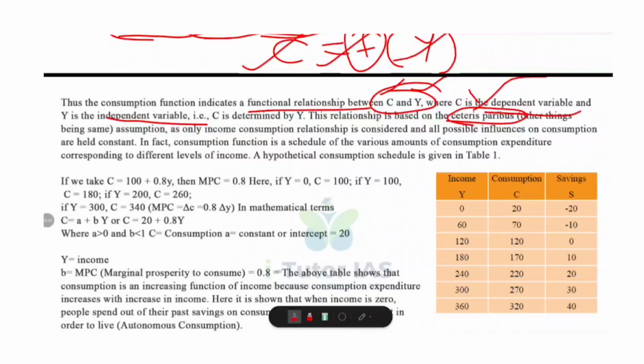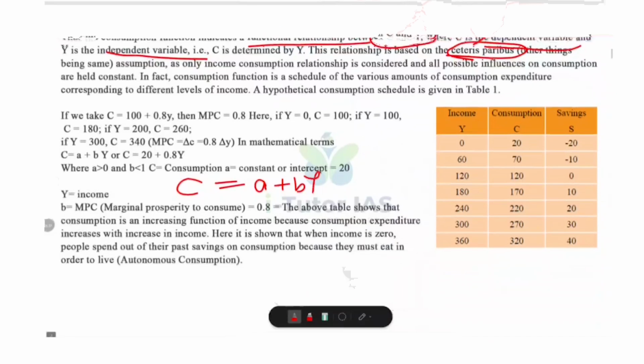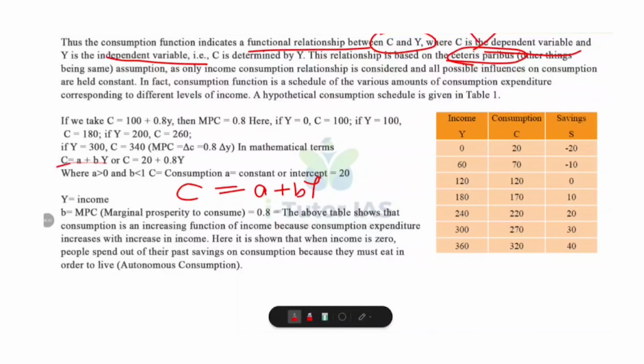What is that equation? C is equal to A plus BY. This is that equation. C means consumption, A means autonomous consumption, I will tell you what it means. Then B means marginal propensity to consume, and Y means income. So C is equal to A plus BY.